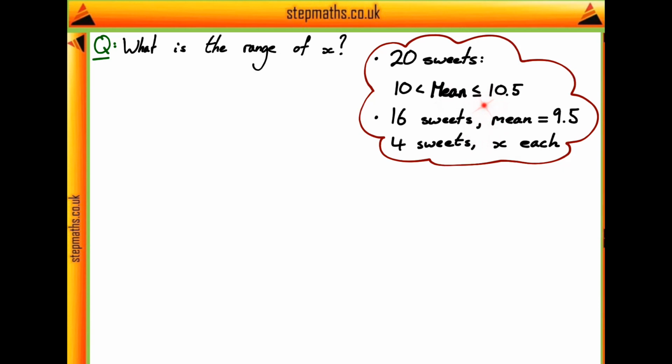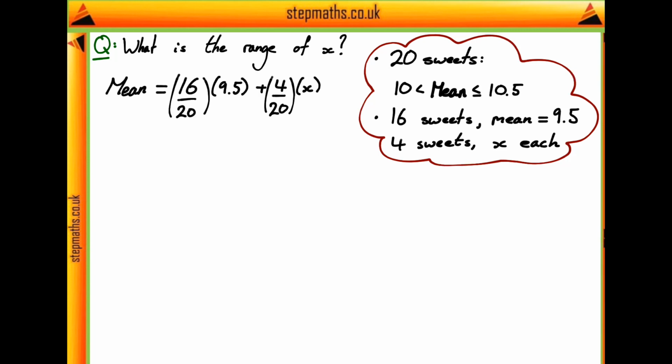So let's try and work out an expression for the mean of these sweets. While we don't have a value of the mass x, we could just use x, and then maybe we'll see how this expression could help us. So working out this mean, it's going to be 16 over 20 of 9.5. So this is the 16 sweets, each with a mean mass of 9.5 over the total number of sweets, plus 4 sweets which have a mass of x as a fraction of our total number of sweets. So of course we can just simplify this by extending our denominator across, so that it becomes 16 times 9.5 plus 4x all over 20.